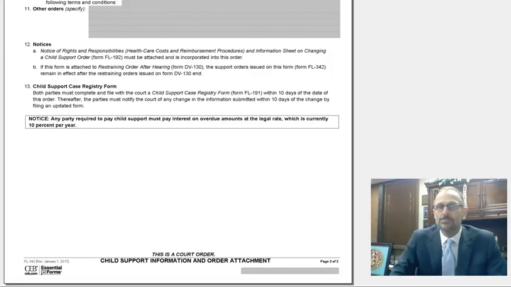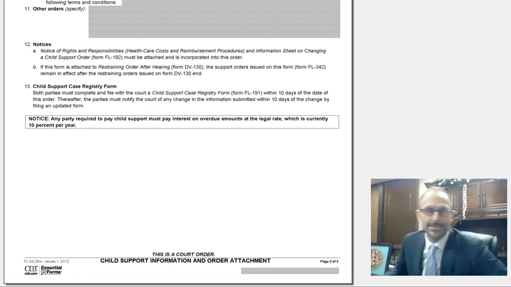That is the child support information and order attachment, the FL-342.